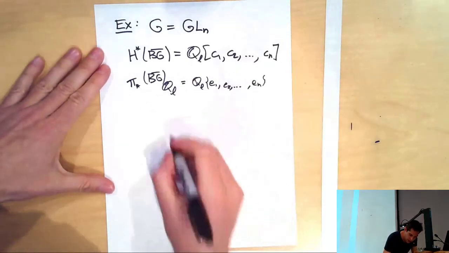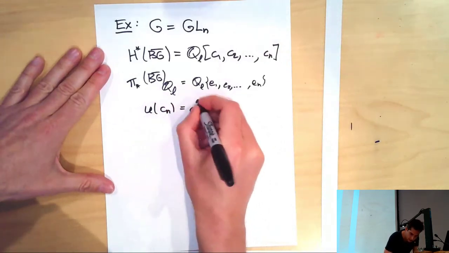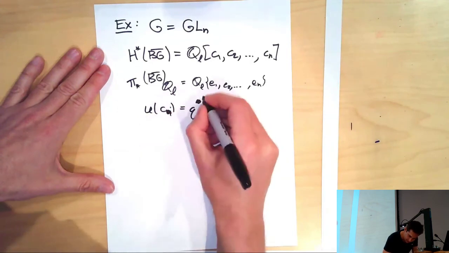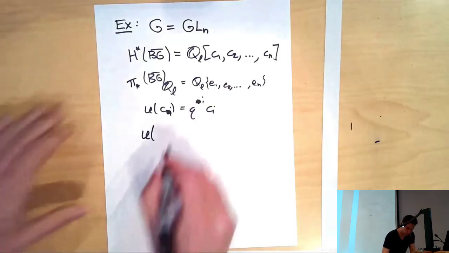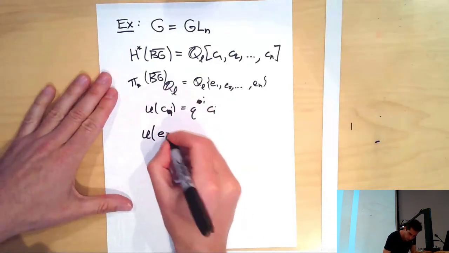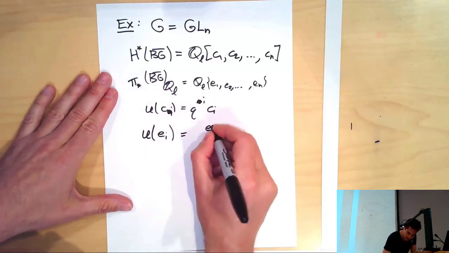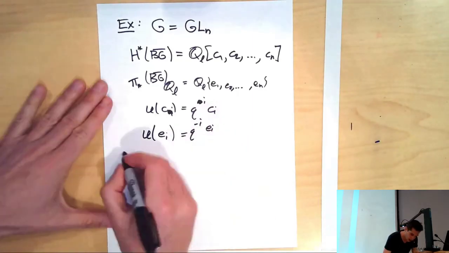And now how does the Frobenius act? Well, the Frobenius acts on these Chern classes by multiplying each c_i by q to the i. And therefore, the Frobenius acts on these homotopy groups via the dual formula: on each e_i, it will divide it by q to the i, so it sends e_i to q to the minus i times e_i. So then what does Steinberg's formula say?